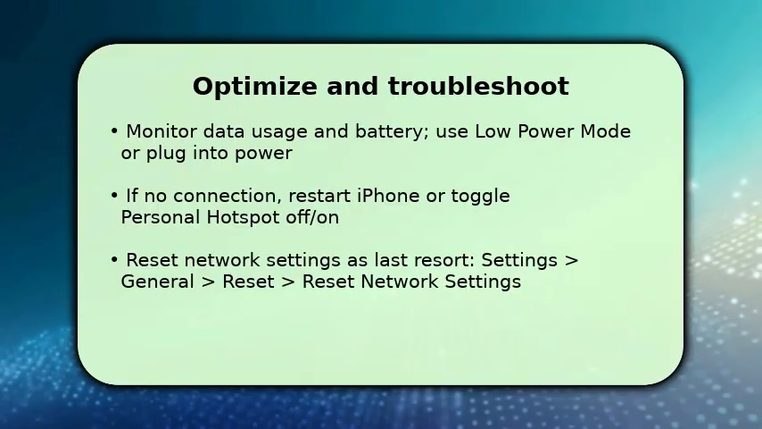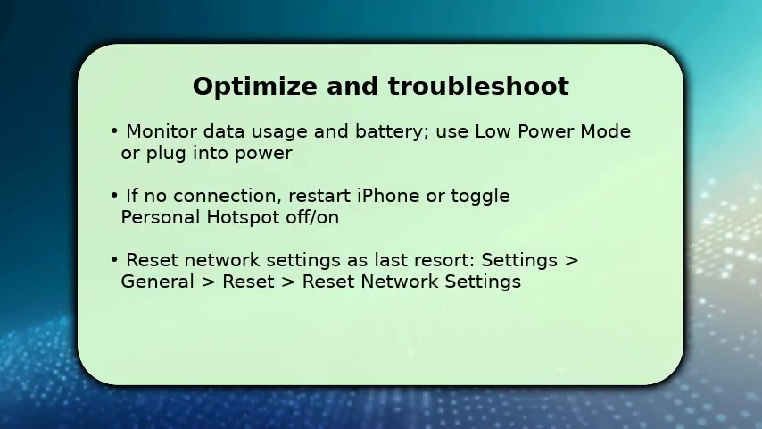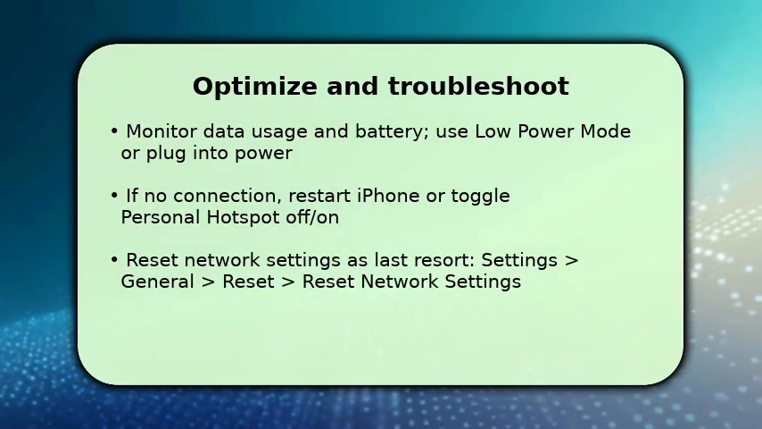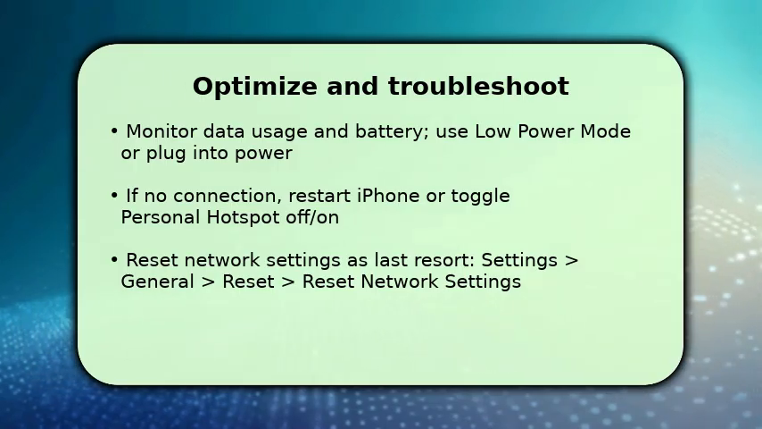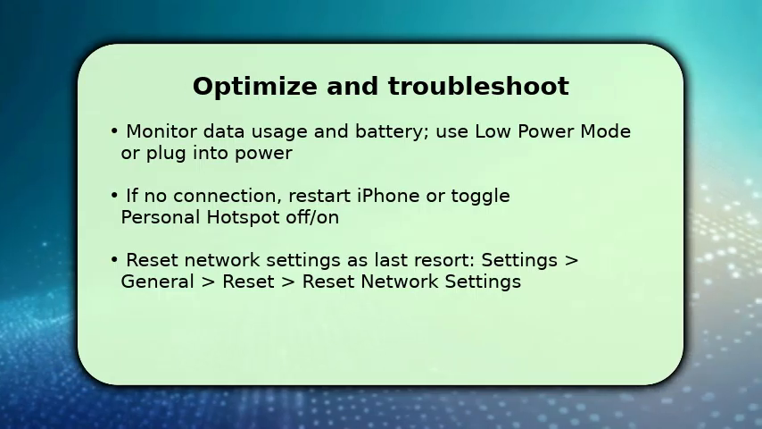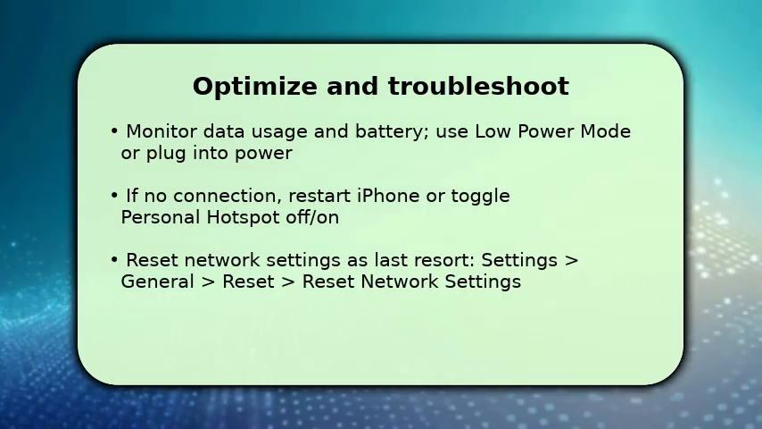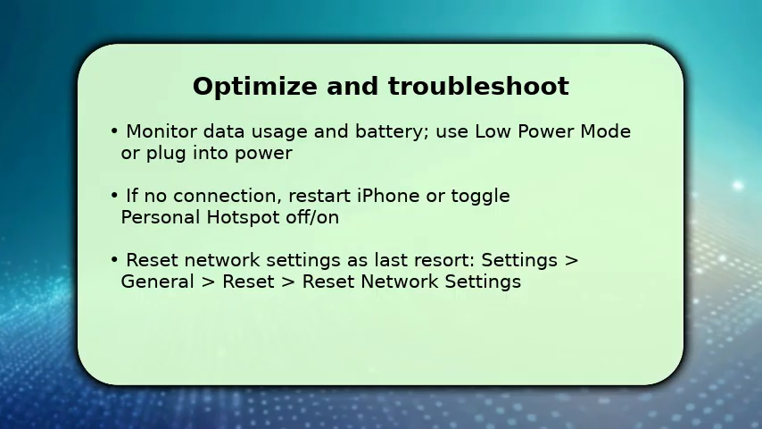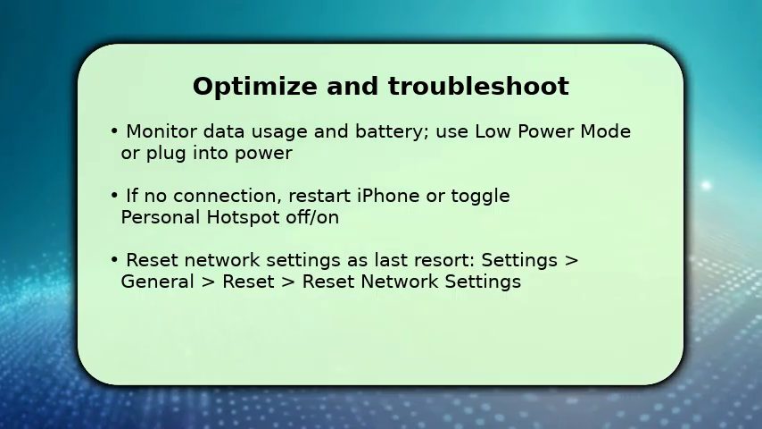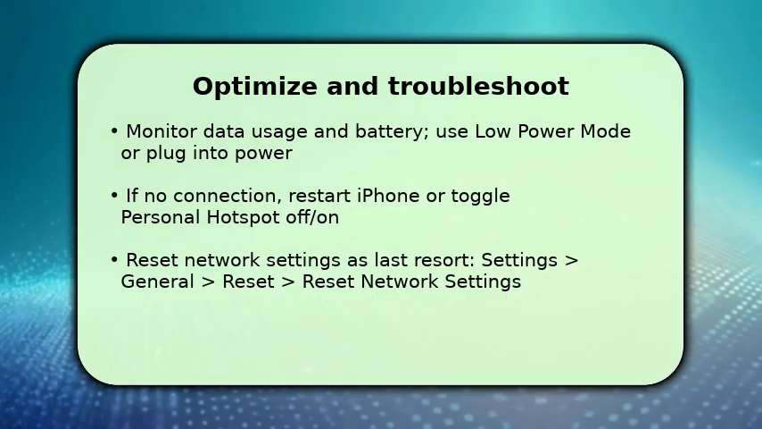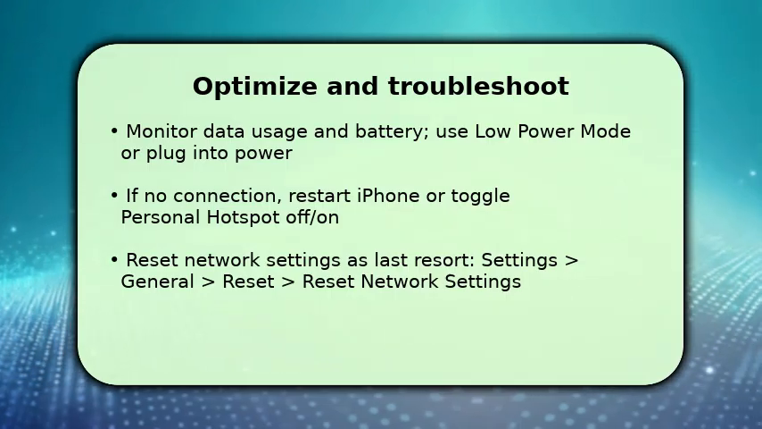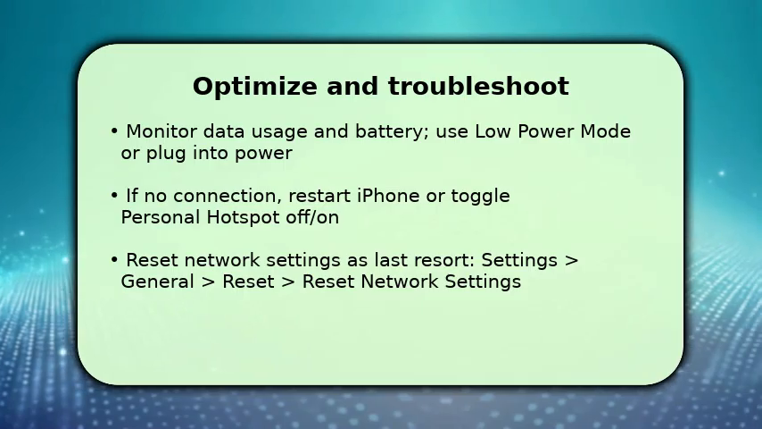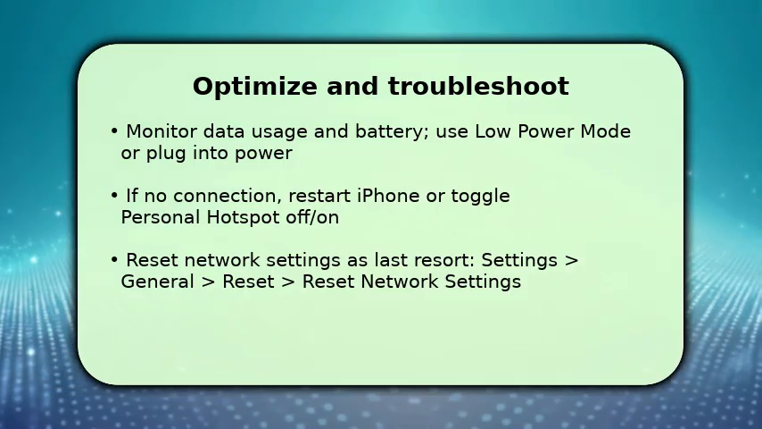You should plug in your iPhone or enable low power mode while tethering to avoid shutdowns and watch data usage to prevent caps. If the client can't access the internet, first toggle Personal Hotspot off and on, then restart both devices. This clears temporary network glitches. If problems persist, reset network settings to clear misconfigured profiles, but note this removes saved Wi-Fi passwords. One key tip: verify carrier tethering permissions.